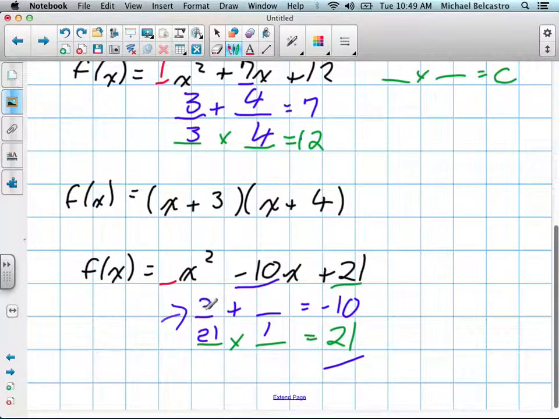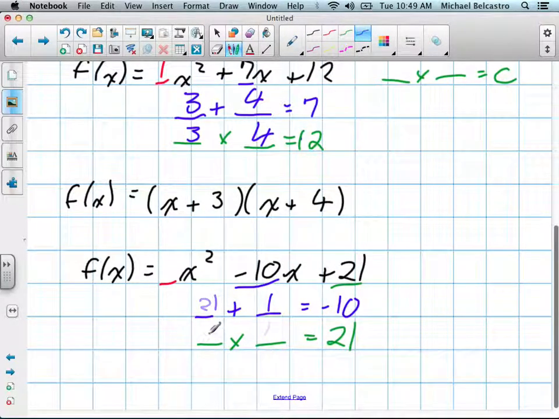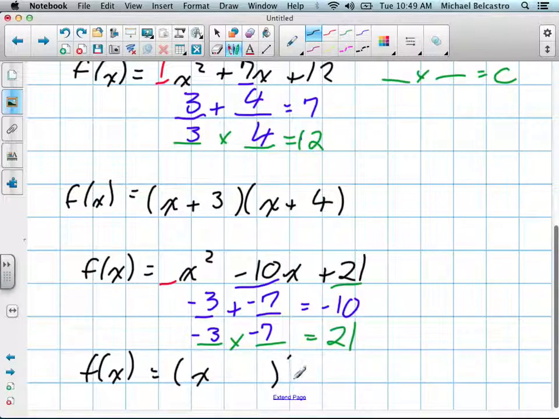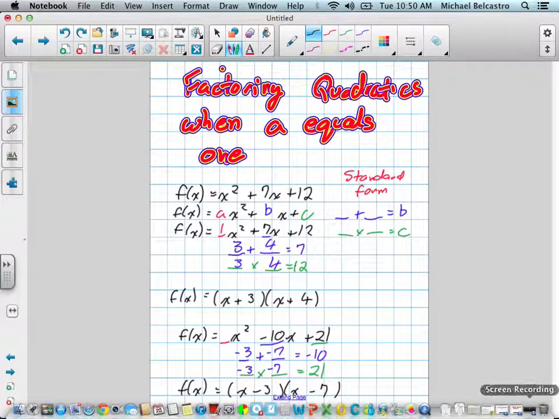21 and 1, well, they don't add up to negative 10. My other option is 3 and 7. We know 3 and 7 is going to work. The only problem is it needs to add to negative 10. So I need to have negative 3 and negative 7. And I know negative 3 and negative 7 both multiply to 21. So our factored form of this, remember our first terms are always x, are going to be negative 3 and negative 7. So this would be the shortcut to today's work when going through it.